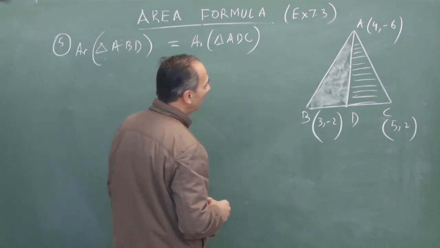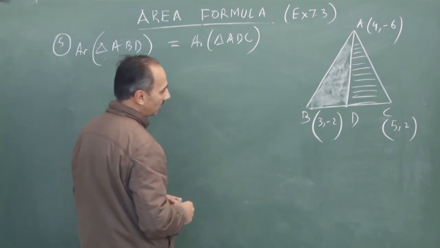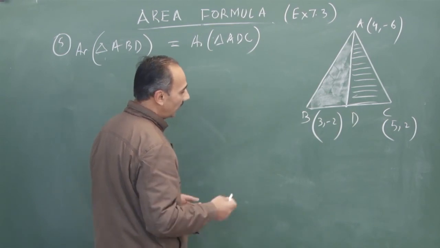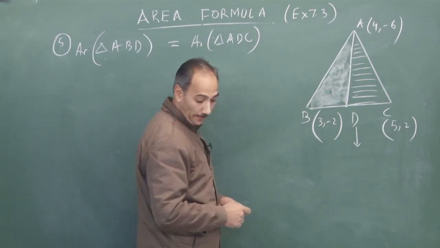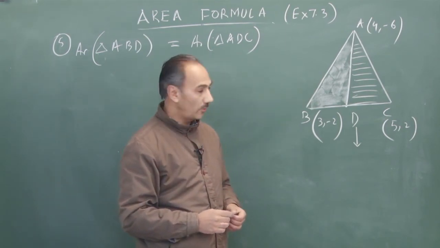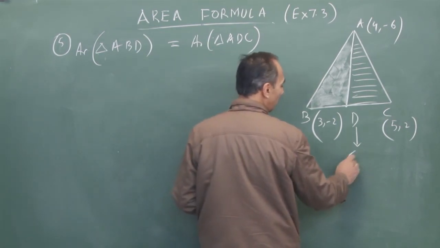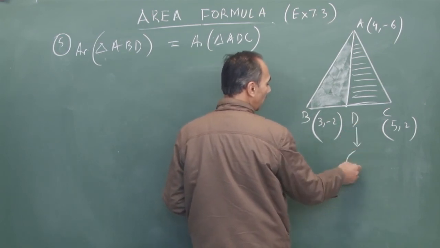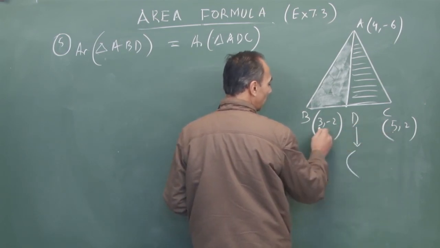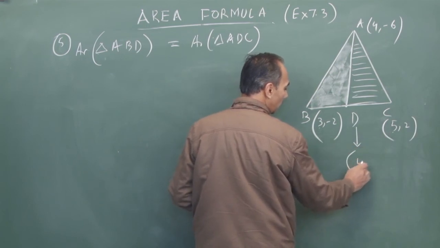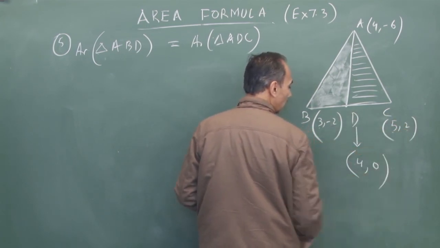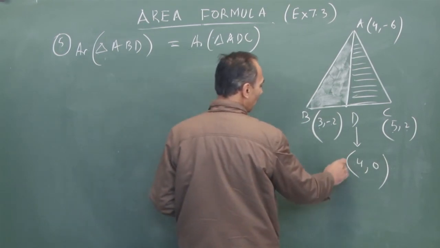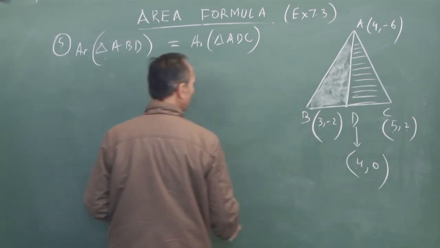So for that I will apply the area formula to triangle ABD as well as ADC. For that we need to find the coordinates of D. What are the coordinates of D? So we'll be using the midpoint formula. So what does the midpoint formula say? The x coordinate will be the sum of the x coordinates of the endpoints, 3 plus 5, 8, 8 by 2 is 4. Minus 2 plus 2, that's 0, 0 by 2 is 0. So we found the coordinates of D. So D has coordinates 4, comma 0.